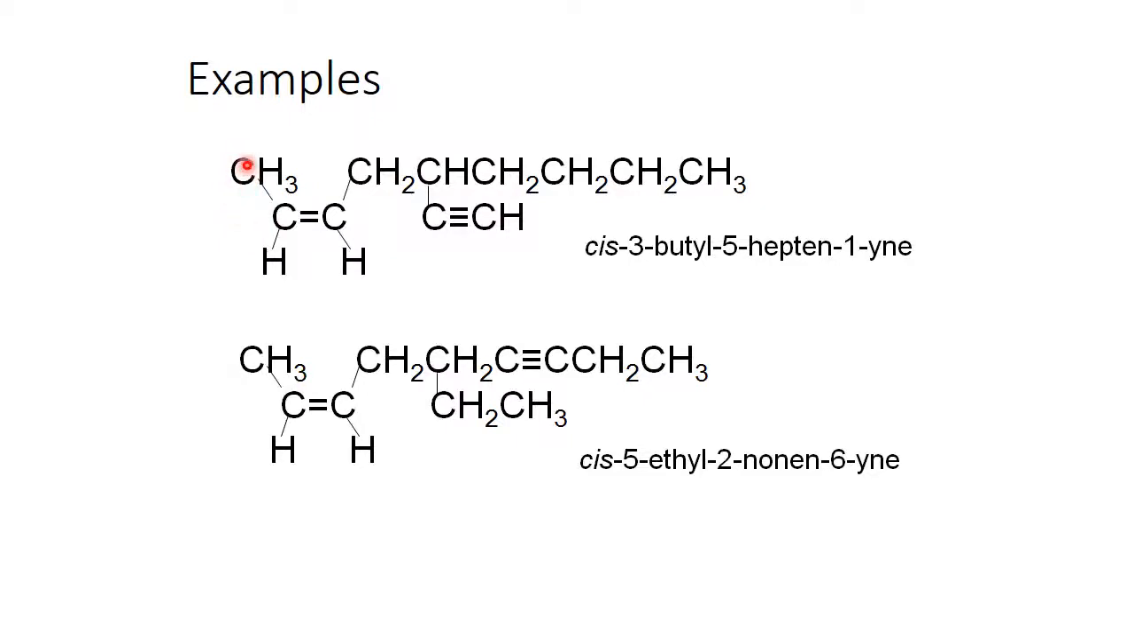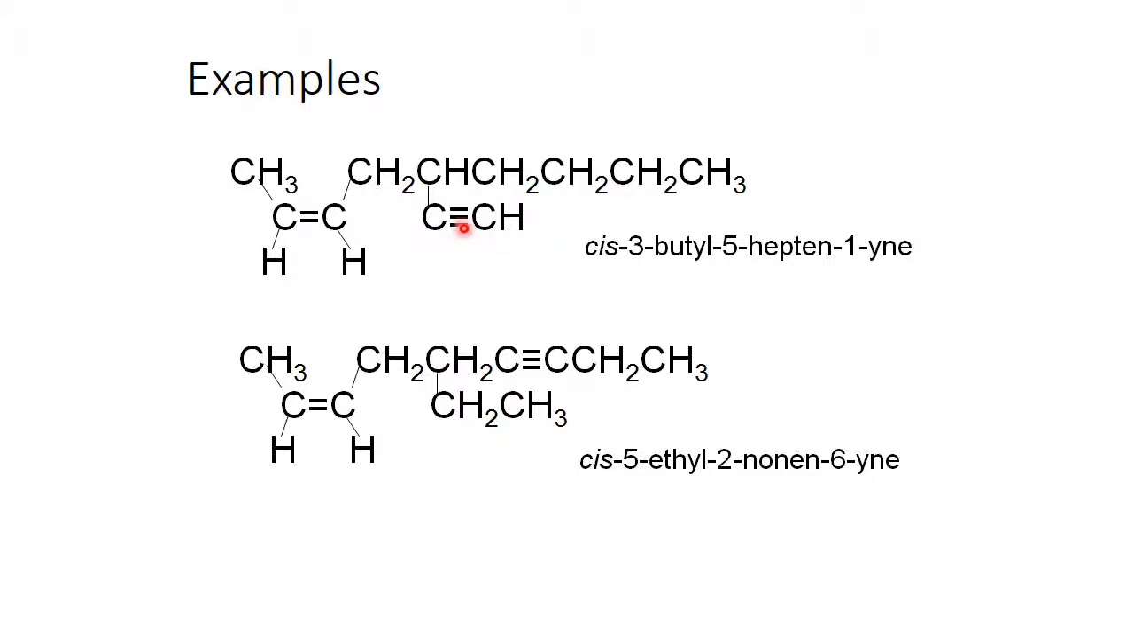Let's find the longest chain here, which has the functional groups. So if I look at this, the longest chain is actually 7 again. It is not going to be this long chain or this long chain. You have to pick the chain that would have all the functional groups in it if possible. So I go and I pick this as my longest chain, which is heptenyne.